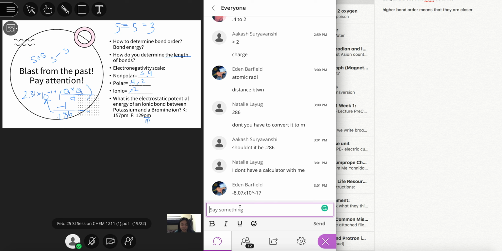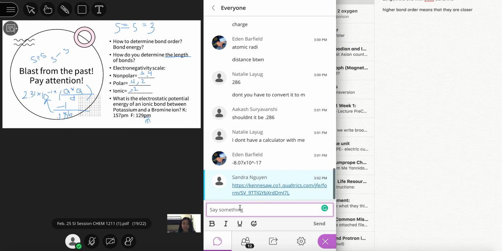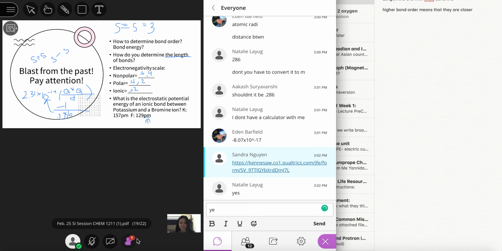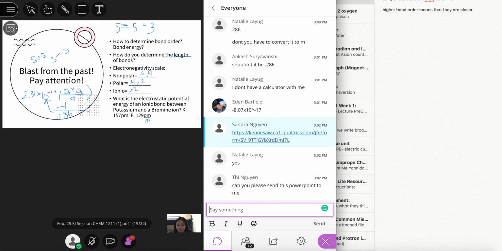But did everyone get that? Or some people just don't have their calculators? Okay, I got the same answer as Eden, except the 10 to the negative 17 is wrong. It's 10 to the negative 19. So you might want to check your math on that. But other than that, are we all good? Do we understand how to do this? Raise your hand if you understand. Very good.